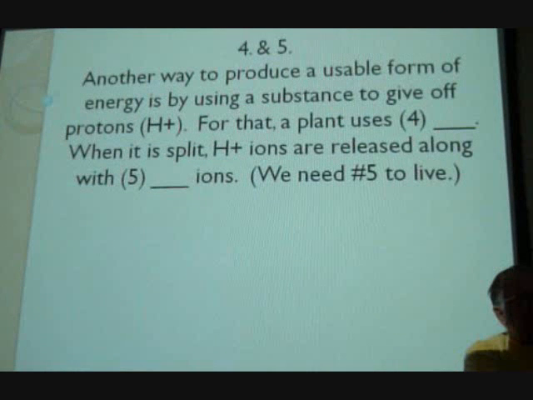For these two, what is a plant splitting to get those H's? He's splitting water. So what's he going to throw away that he doesn't want, that we need? The oxygen. He splits the water. He wants the hydrogen. He uses those NAD, FAD scatterers. And the oxygen, he throws away. Thank God he does, because I didn't use that. So it's water and ions of oxygen.